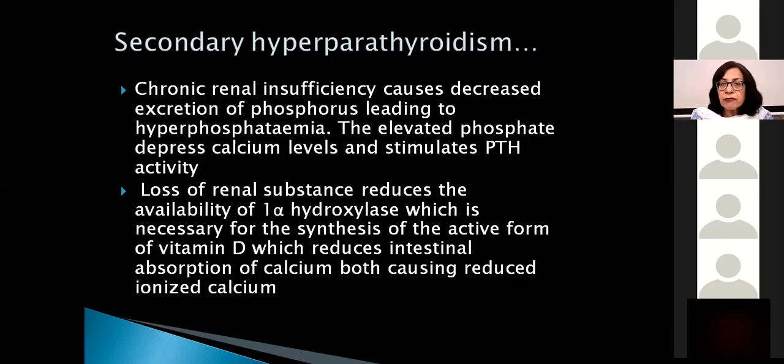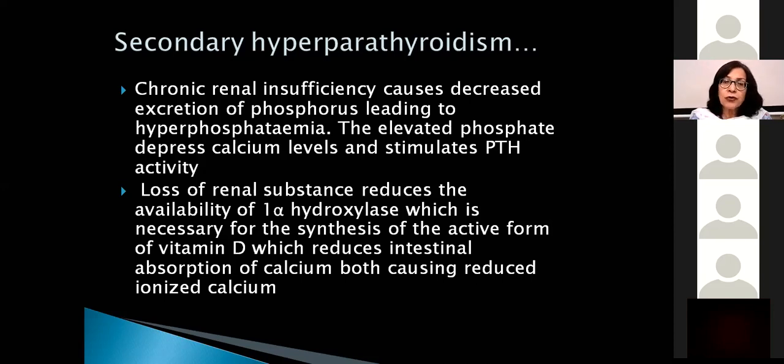Chronic renal insufficiency causes decreased excretion of phosphorus, leading to hyperphosphatemia. Now, renal insufficiency is there, the kidney is not functioning, so phosphorus is retained and there is hyperphosphatemia. The elevated phosphorus depresses calcium levels and stimulates PTH.